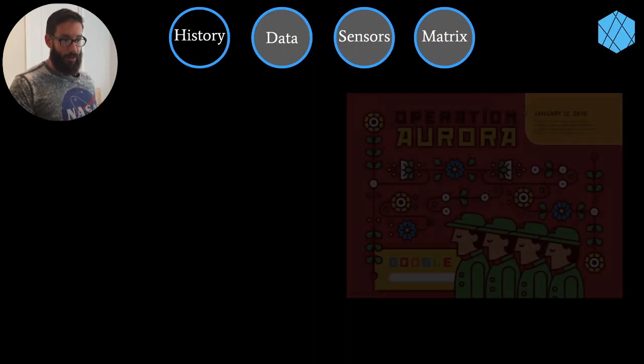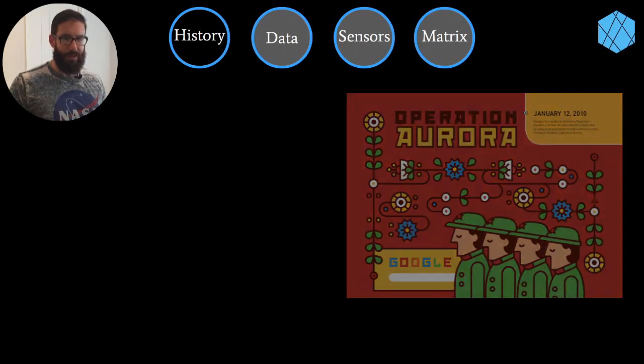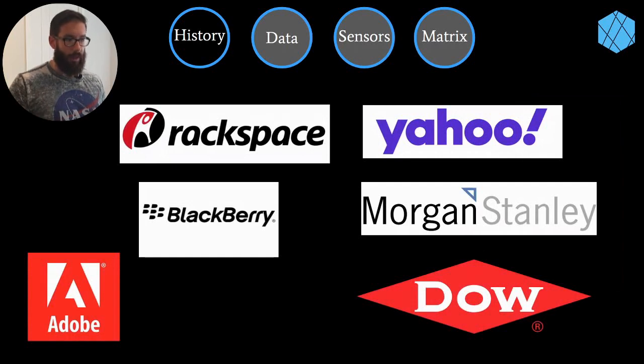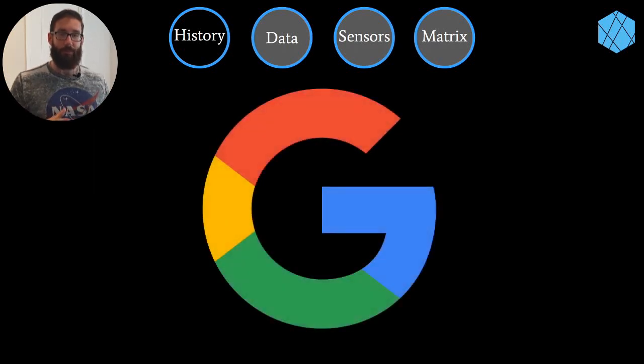But in 2010, there was something called Operation Aurora, a China attack on a bunch of companies. Some of the companies attacked were publicly announced and some weren't. Here's a list I saw on Wikipedia, which is Rackspace, BlackBerry, Adobe, and of course, Wikipedia is the truth. Sarcasm. Yahoo, Morgan Stanley, and Dow were some of the companies. But the company that actually noticed it at the very beginning was Google.